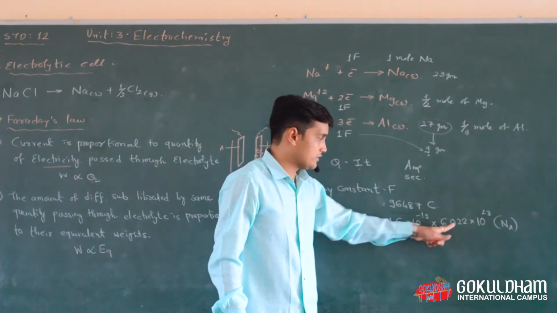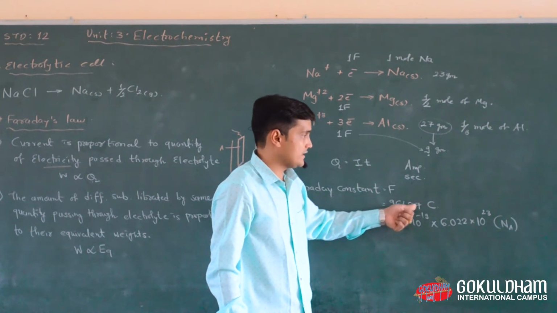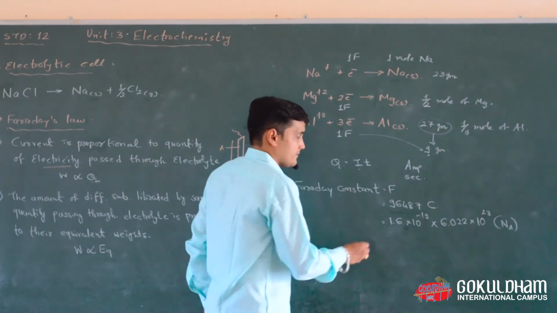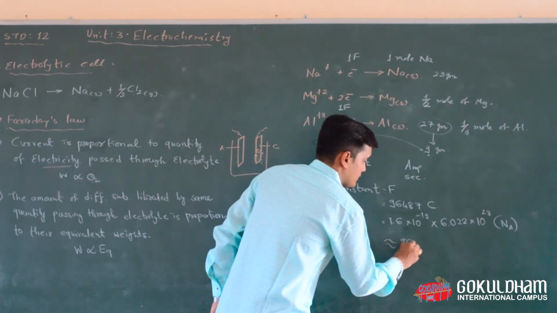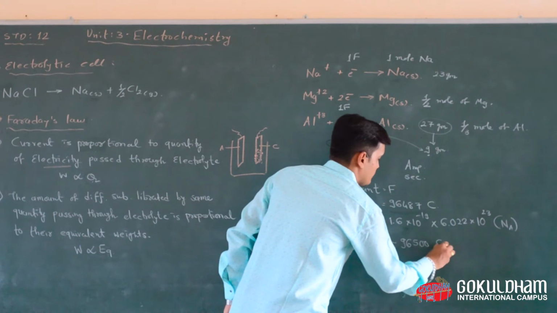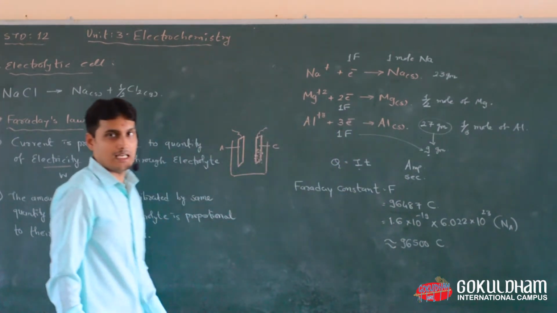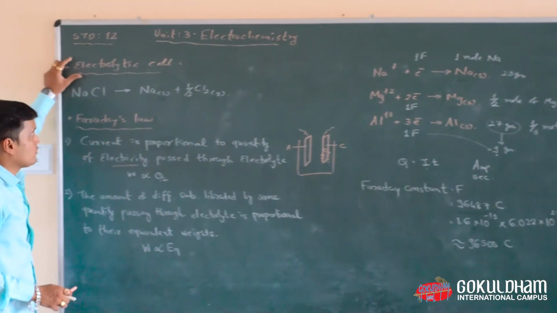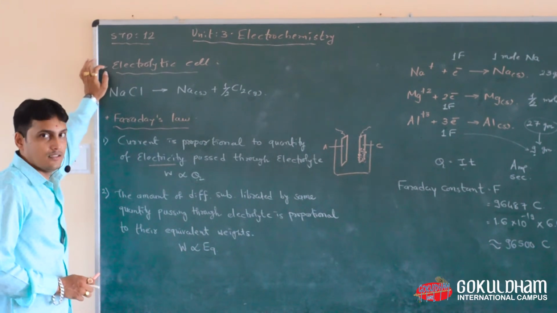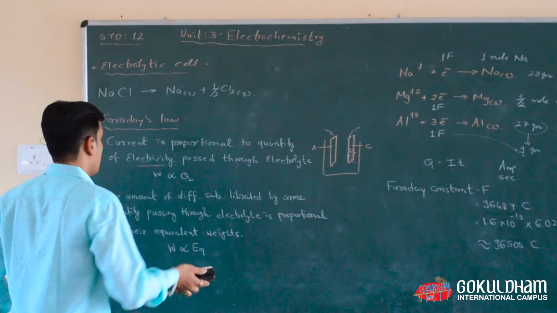When you multiply both these values, you will get the exact value of 96487 coulomb. But in practical scenarios, we use approximately 96500 coulomb in every example. Okay, this is the brief introduction of the electrolytic cell.